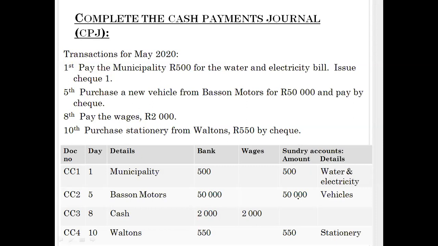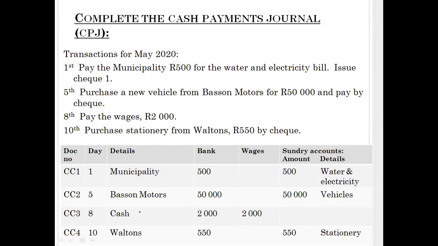Please look carefully at this one because there is a little bit of a catch here. All right. On the 8th, it says, pay the wages, 2,000 Rand. So what info do we have? We only have the date. We know it's for wages and we know the amount is 2,000 Rand. And of course, you pay it by check. So if we look at the entry, it will be your next number, CC3, so your next check counterfoil number. It is on the 8th, and then there's the catch.